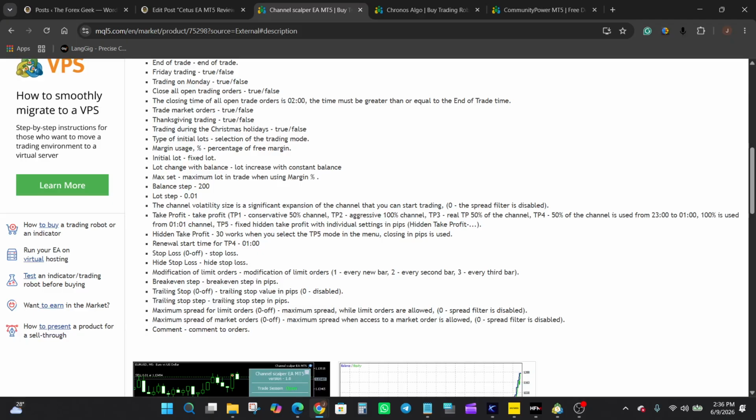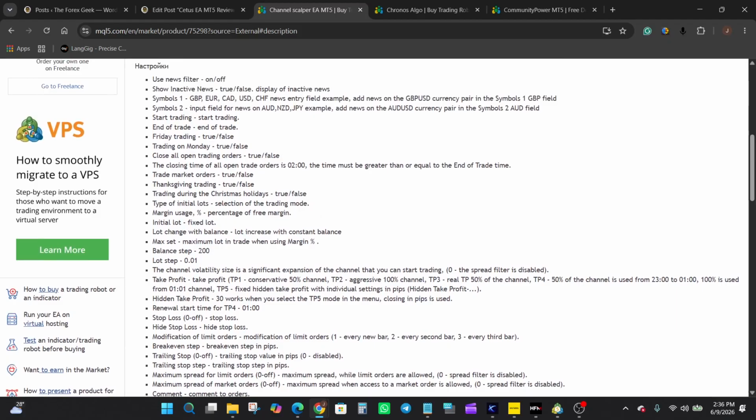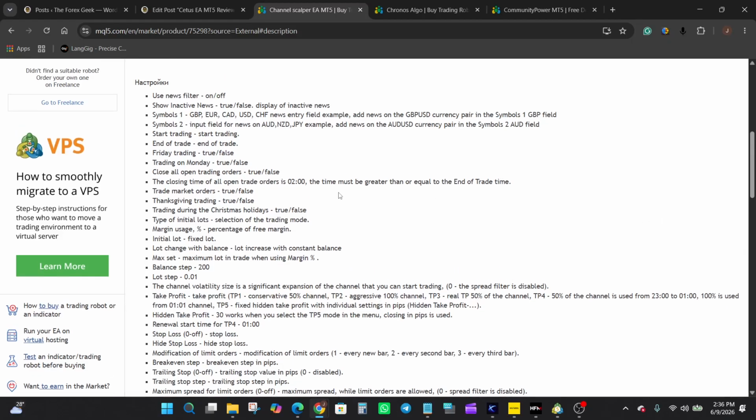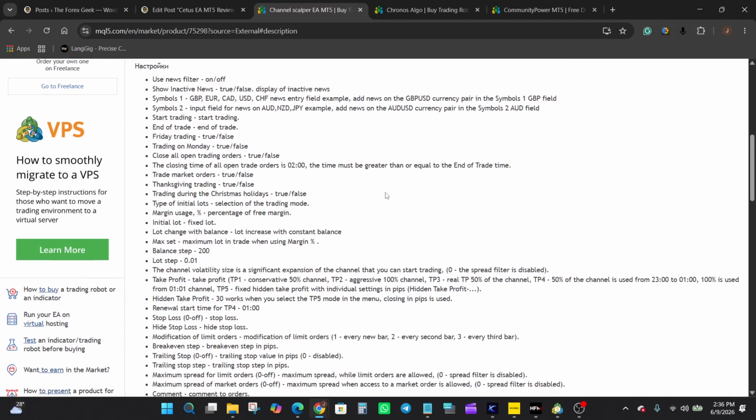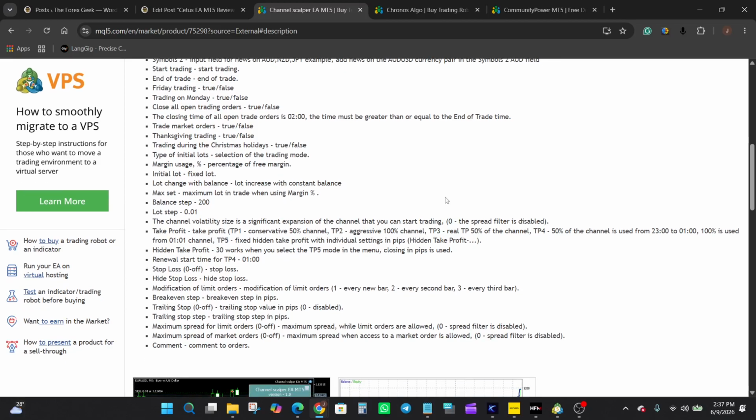Now, for trade management, I can see features like take profit modes, hidden take profit options, break even steps, and trailing stop settings. All right. So these are all tools that influence how the EA manages open positions once trades are active, especially during volatile movement inside the channel. There are also spread filters for both market and limit orders, which helps control trading conditions during high spread environments.